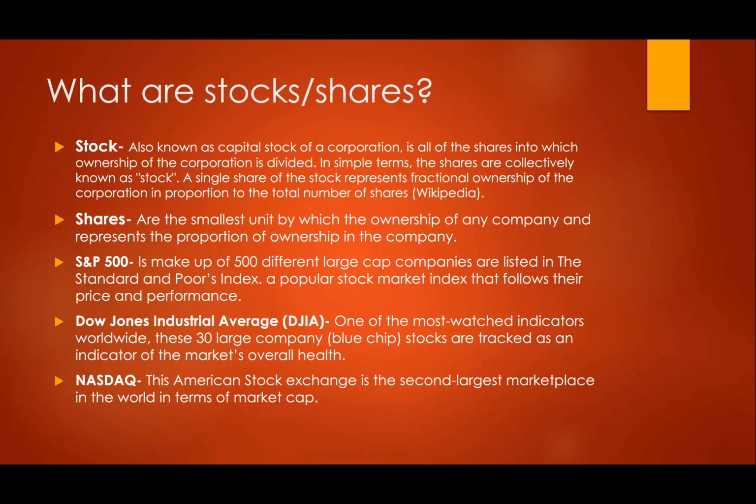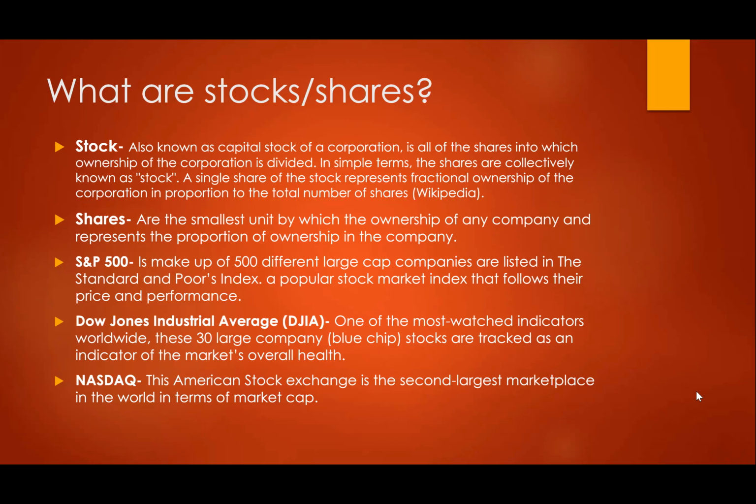Some of the top gauges of the economy, and you've probably heard these terms before: S&P 500, the Dow Jones, and the Nasdaq. So starting with the S&P 500, this is made up of 500 different large companies or large cap companies that are listed in the Standard and Poor Index, which is a popular stock market index that follows price and performance of those 500 companies.